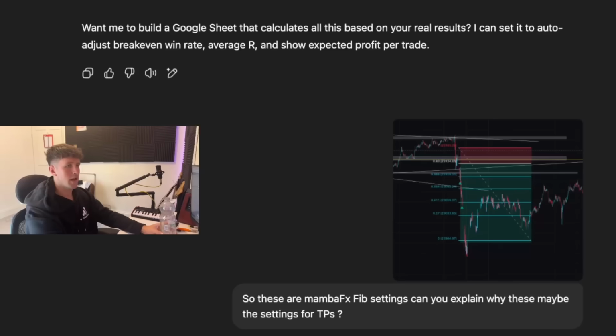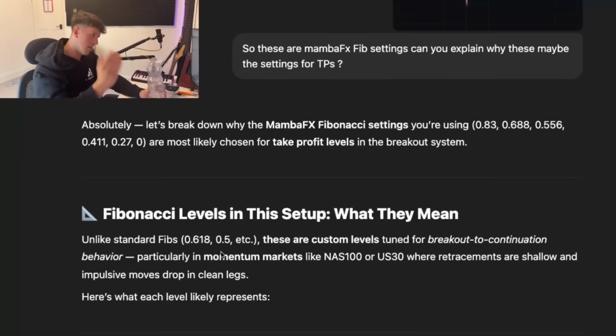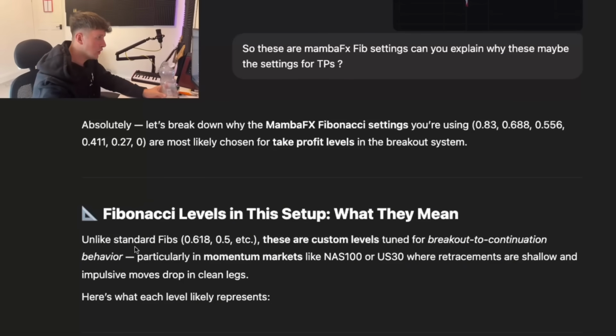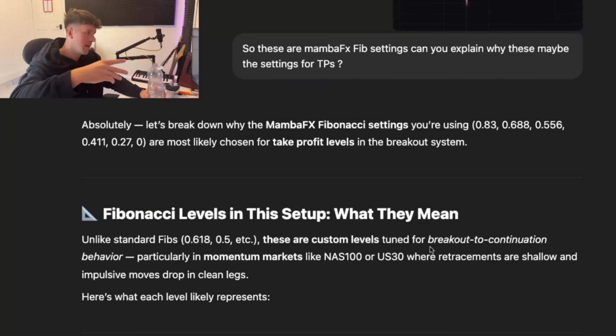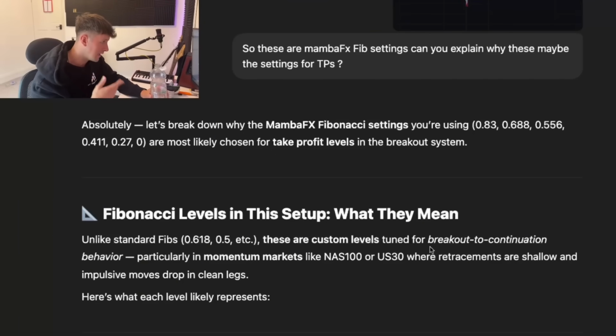So what did I do? Here's what I did. I just simply asked ChatGPT. This Fibonacci level setup that Mamba uses, unlike the standard Fib settings, are custom levels tuned for breakout to continuation behavior, particularly in momentum markets like NAS 100, US 30, where retracements are very shallow and impulsive moves drop in clean legs. Here's what each level likely represents.